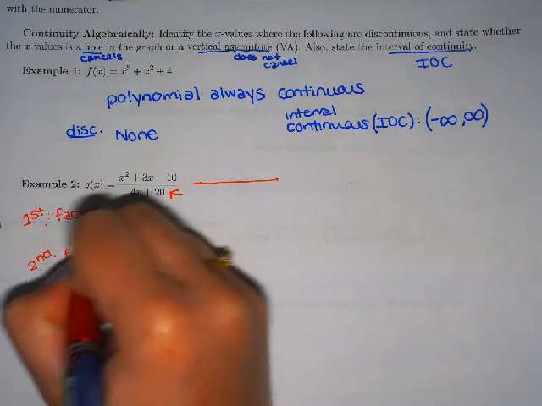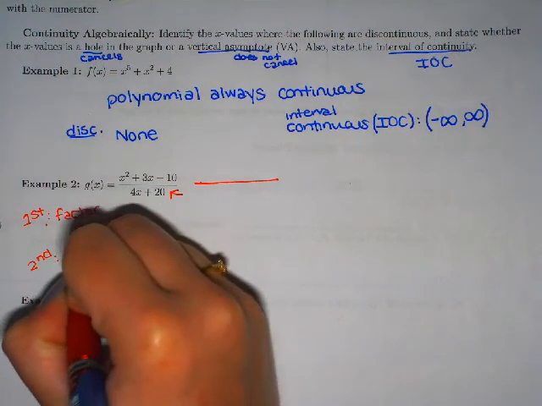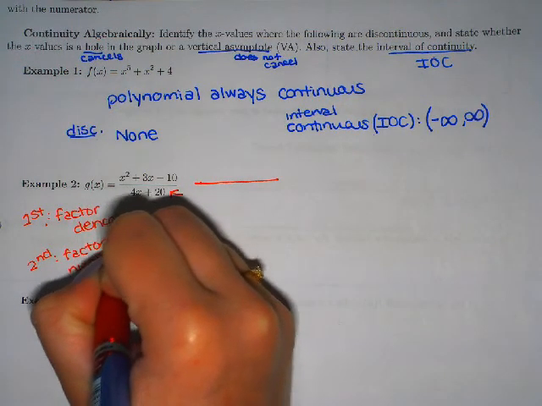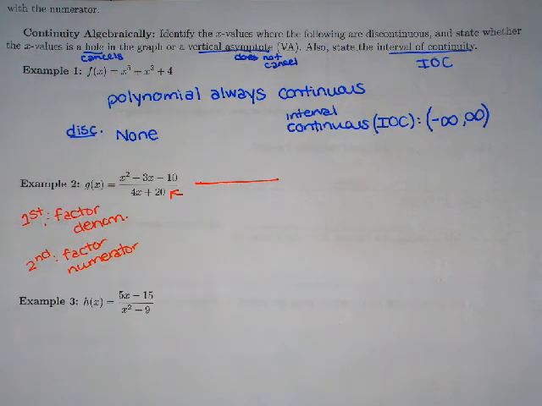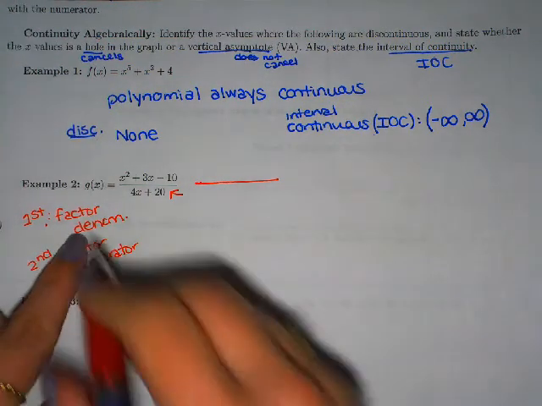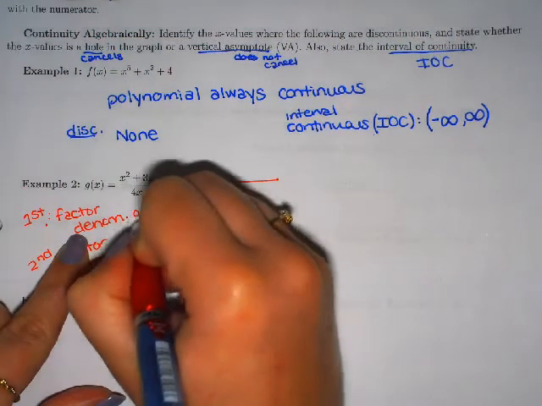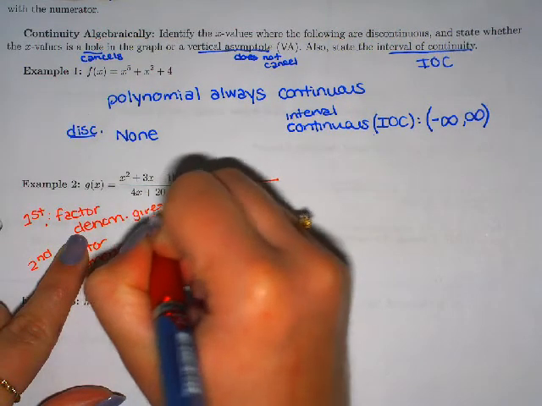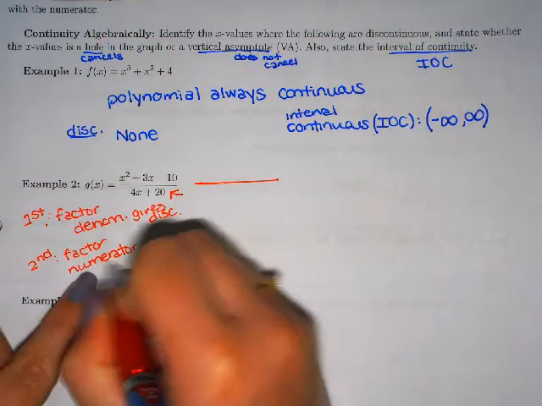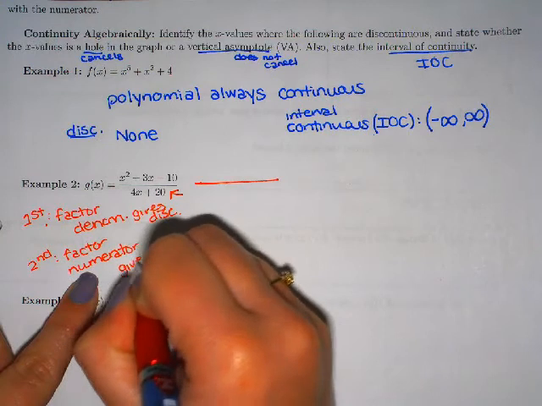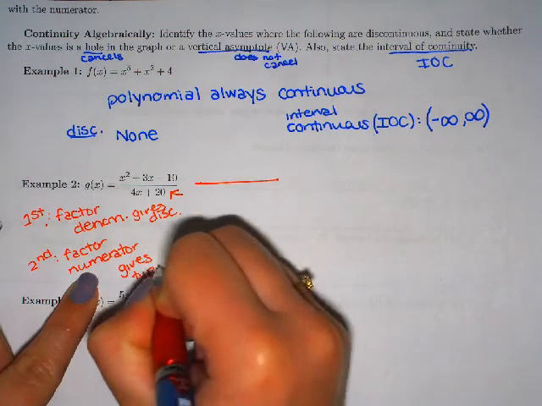Second, we're going to factor the numerator. And this is super important to not do both at the same time, or else you might confuse yourself, because the denominator gives discontinuities and the numerator gives the type.